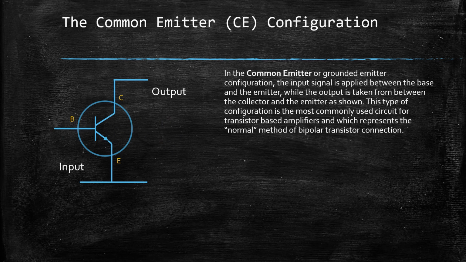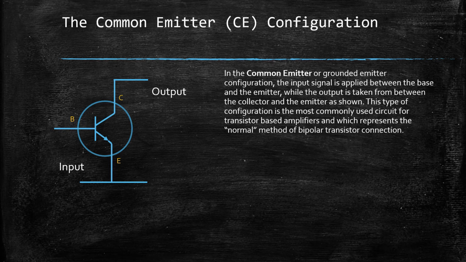In the common emitter or grounded emitter configuration, the input signal is applied between the base and the emitter, while the output is taken from between the collector and the emitter, as shown. This type of configuration is the most commonly used circuit for transistor-based amplifiers, and it represents the normal method of bipolar transistor connection.